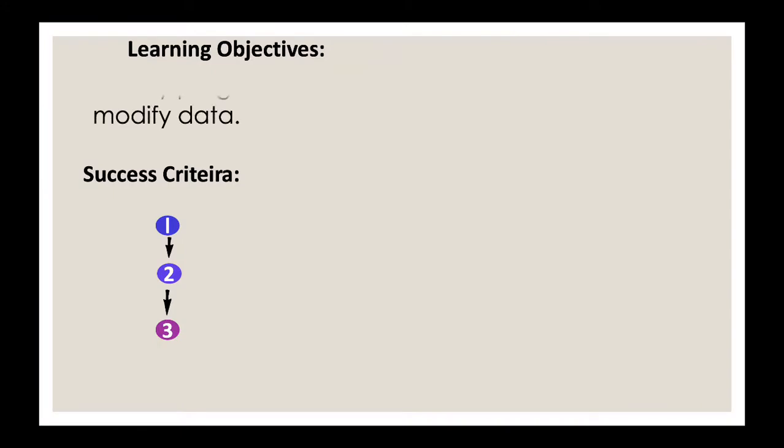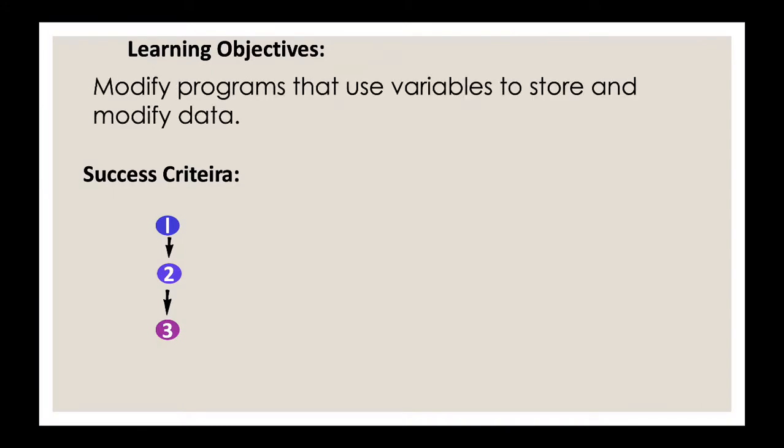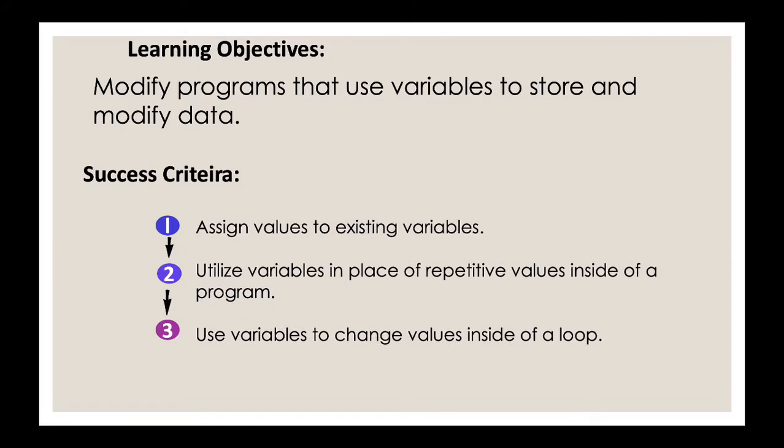Okay, our objective for today is to modify programs that use variables to store and modify data. Success criteria number 1: assign values to existing variables. Number 2: utilize variables in place of repetitive values inside a program. Use variables to change values inside of a loop.